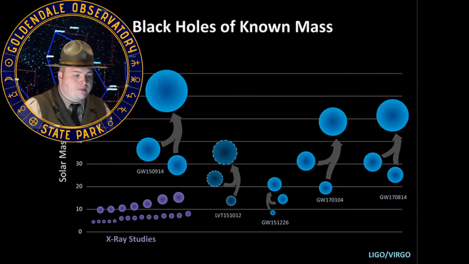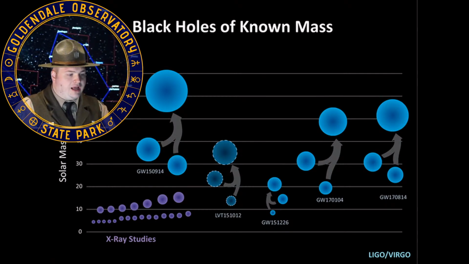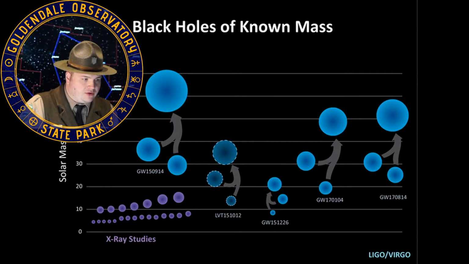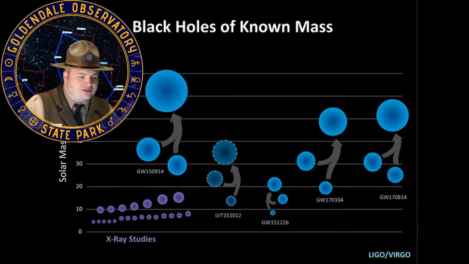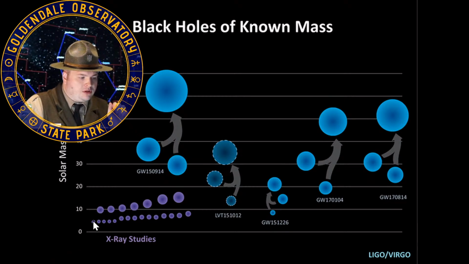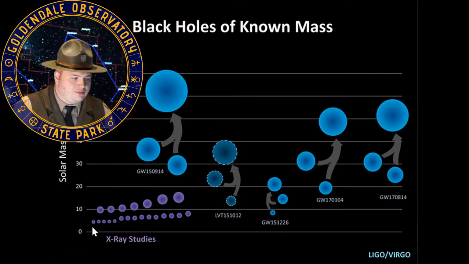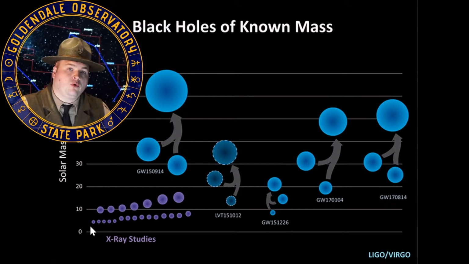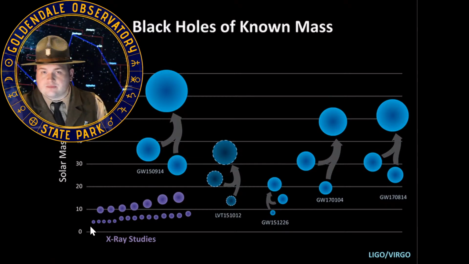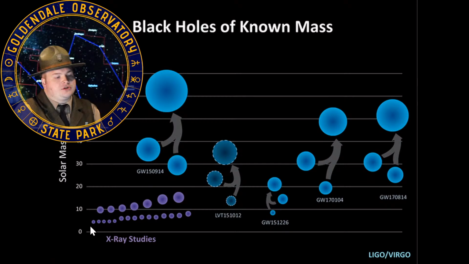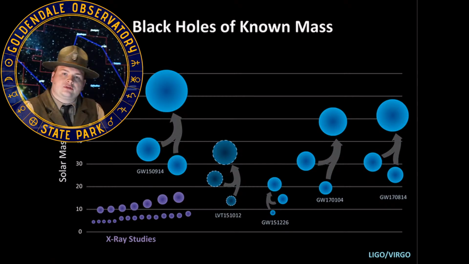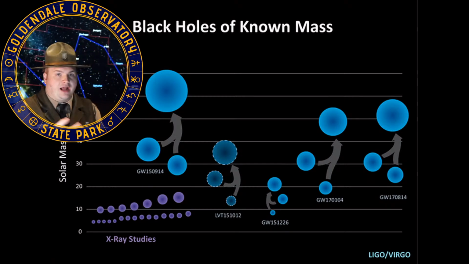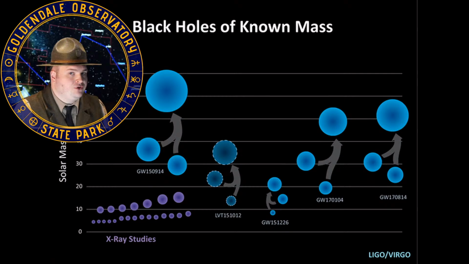Enter LIGO. This chart's old, and I actually did that on purpose because I wanted to talk about it. I've had this chart for a while. We have now started to discover black holes below 5 solar masses. In fact, LIGO detected one that was only 2.5 solar masses. The reason it's left off this chart is because there is some controversy. Is that actually a black hole? Maybe it's an unusually heavy neutron star.